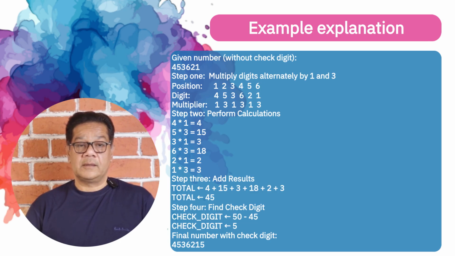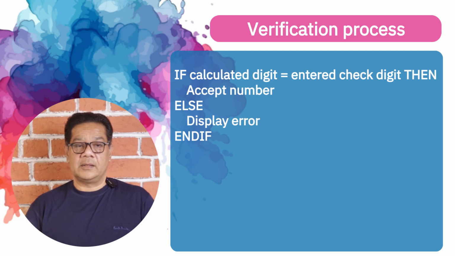Step 4. The next multiple of 10 after 45 is 50. So the check digit is 5. This means the final number becomes 4536215. Now let us see how verification works.